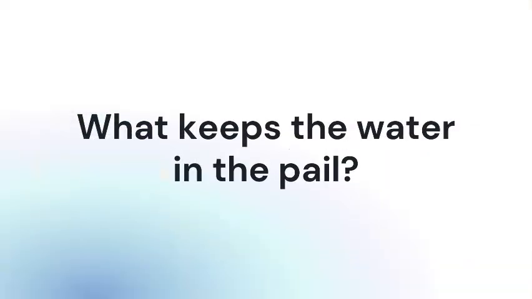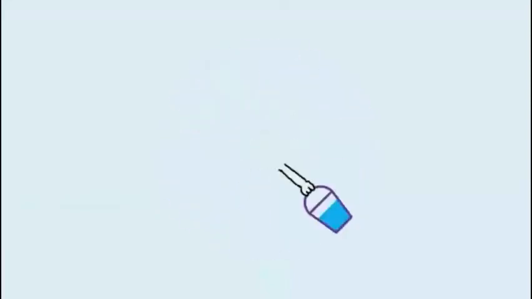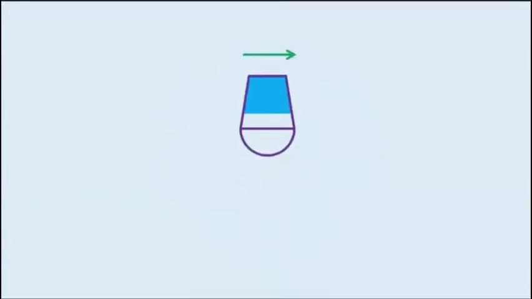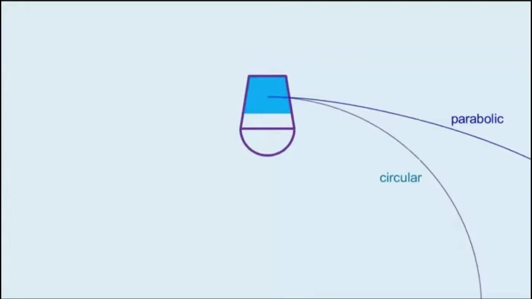What keeps water in the pail? The water stays in the pail because of inertia. Inertia is the tendency of an object to maintain its state of motion. So when you swing the pail, you can feel the pail and the water inside pulling on your arm because it wants to continue to move in a straight line and you want to make it go in a circle. So the water wants to fly off from the circle, but the bucket gets in the way and keeps it in place. So that's why the water stays in place.